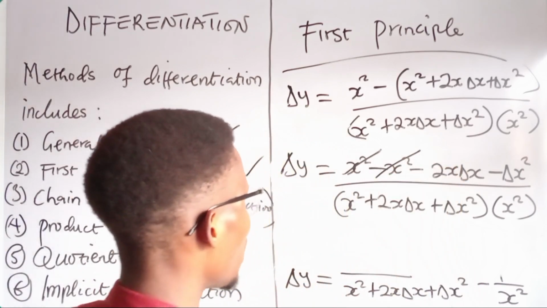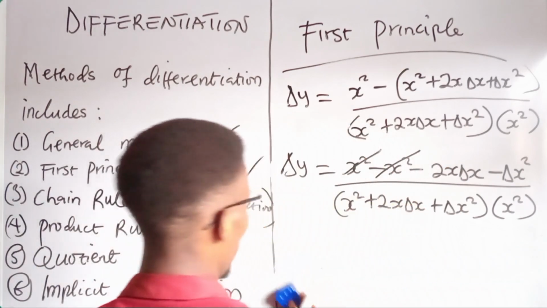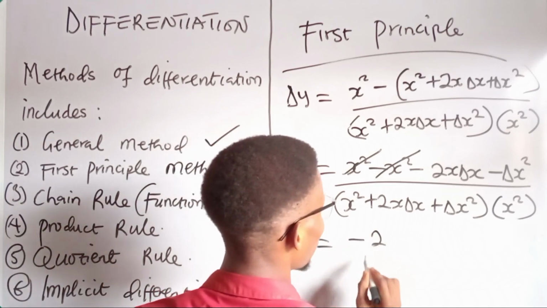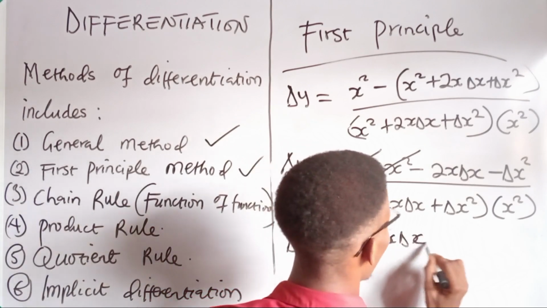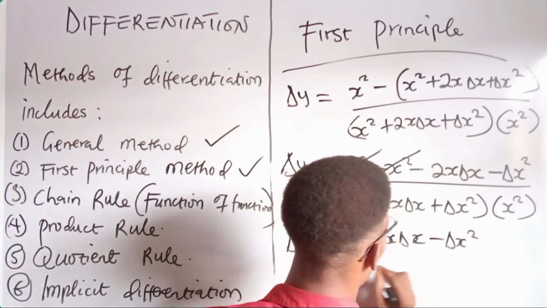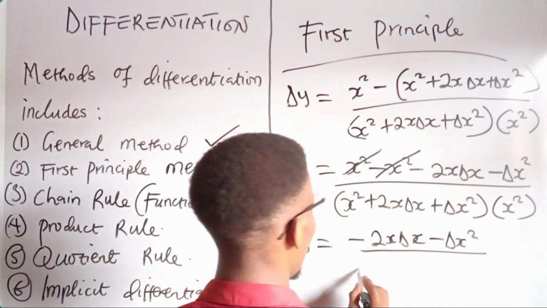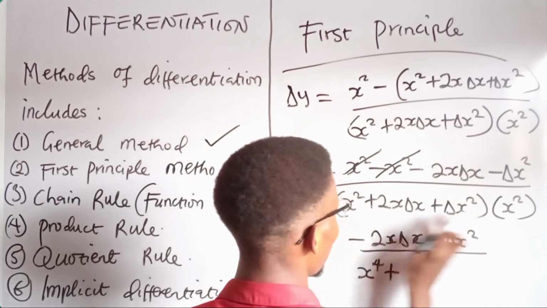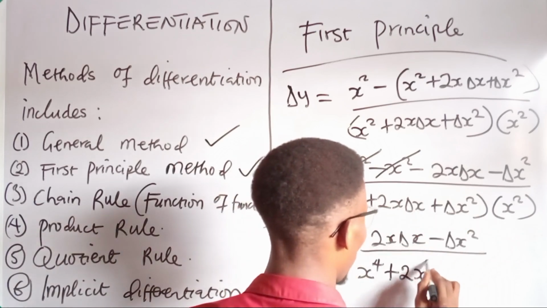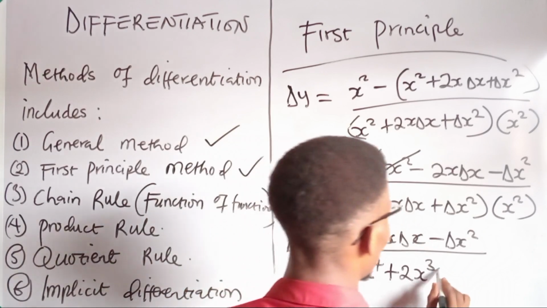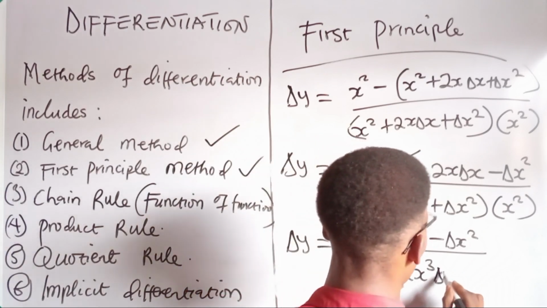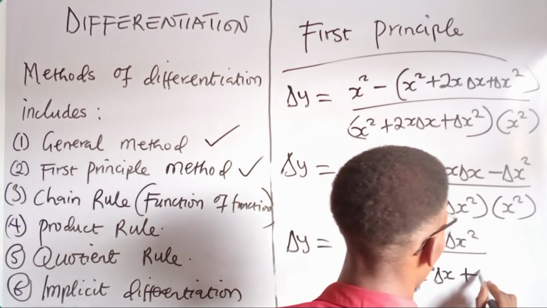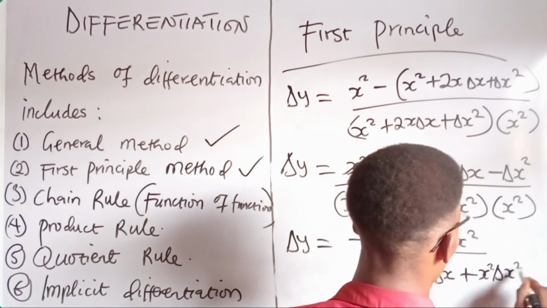Okay, so it will now remain change in y is equal to minus 2s change in s minus change in s squared, all over. Then if you multiply this, we are going to have s raised to power 4, all right, then plus this going against this is 2s raised to power 3 change in s, then plus this going against this should be s squared change in s squared.